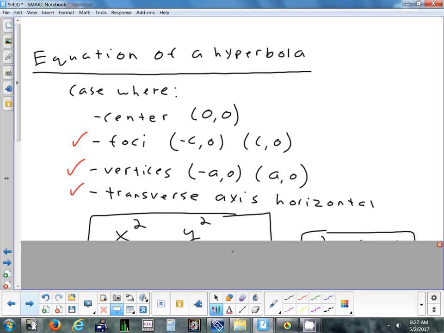Okay? So those 3 things that I checked off in red, I don't remember them that way. But if it helps, you can write them down. It is correct.